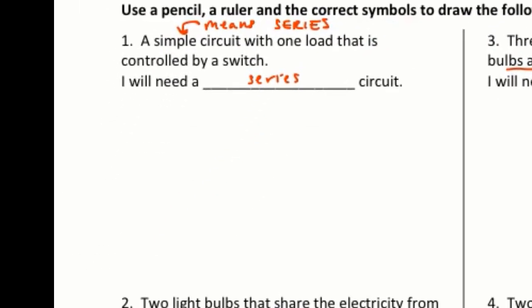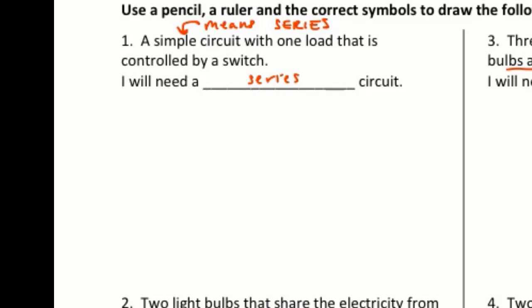Okay, so the simple circuit, anytime you see simple circuit, what they mean is that this circuit is in series. In series means that there's only one pathway, and any load or switch or anything like that must be on the same pathway. Now in this case, we've got one load and it's controlled by a switch. So if it just says load, you can choose what load you want, whether you want it to be a light bulb or a motor or whatever.